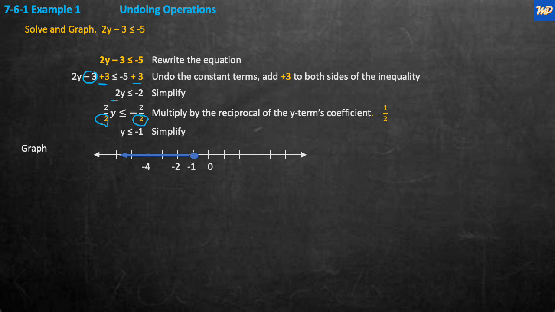If it doesn't say equals, if it just said less than, we'd put a circle around the spot on the graph, meaning up to negative 1, but not including negative 1. So we put a dot at the negative 1, and we draw our arrow off to the left, saying that y is everything less than negative 1, and is also equal to negative 1.